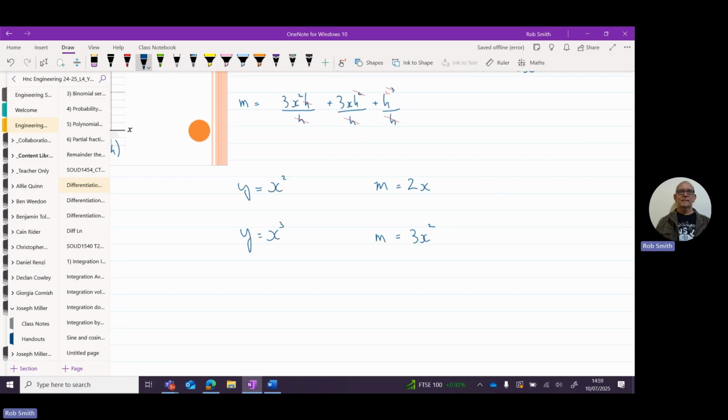So what I'm going to do is dispense with the m, because that's leading. So the gradient is really change in y divided by the change in x. So now you need to look for some patterns and see where you go from there. See if you can work out, if I had y equals x to the power of 4, what would the gradient be?